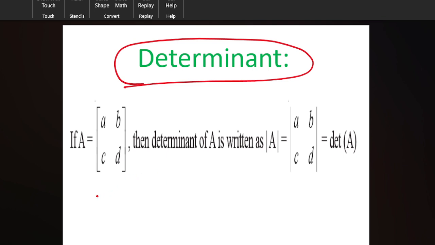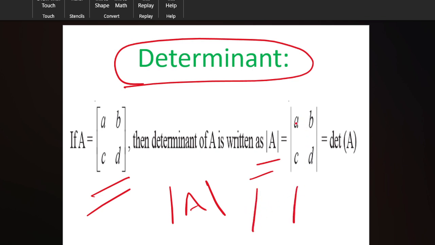Now here A is a square matrix of order 2 by 2. Then determinant of A is obtained in this way, and it is written using two parallel lines. So this is the determinant symbol. Here A, B, C, D is written between two parallel lines. So it is written as det of A, determinant of A.